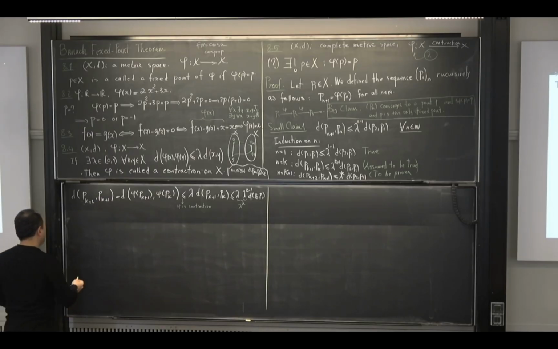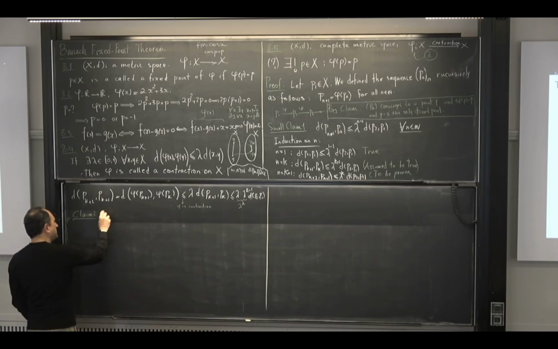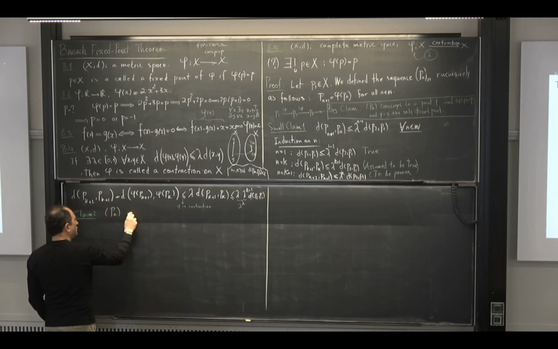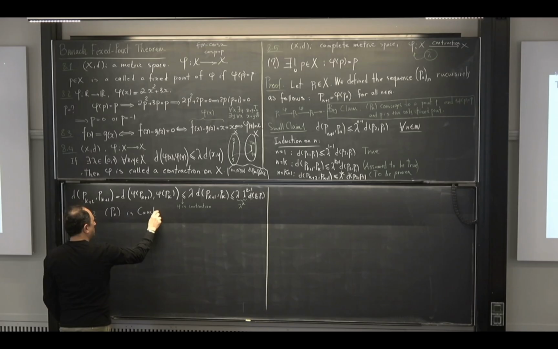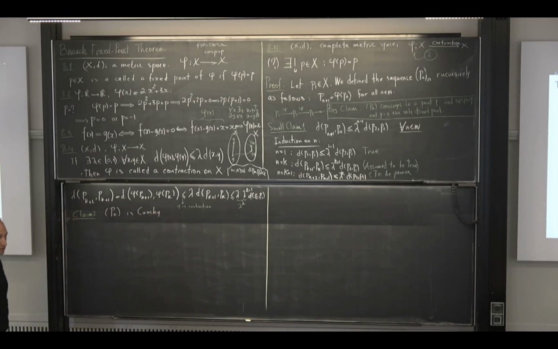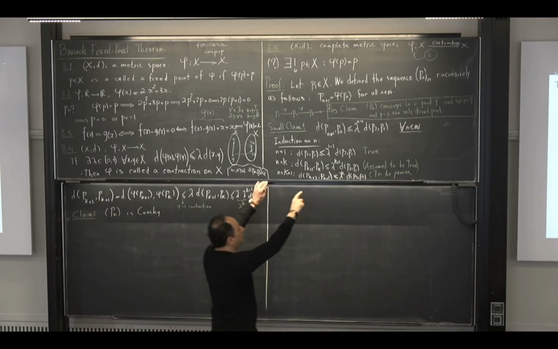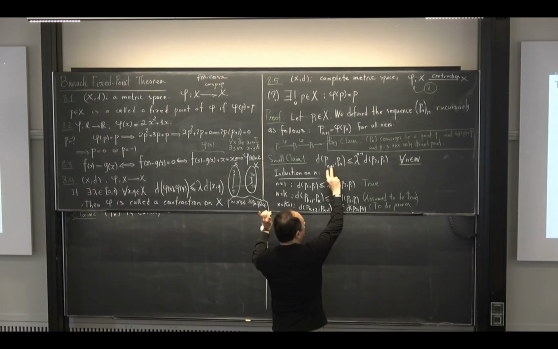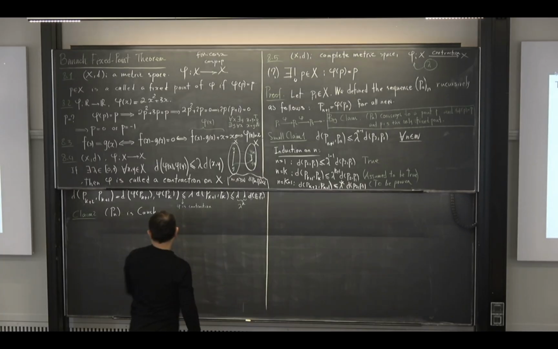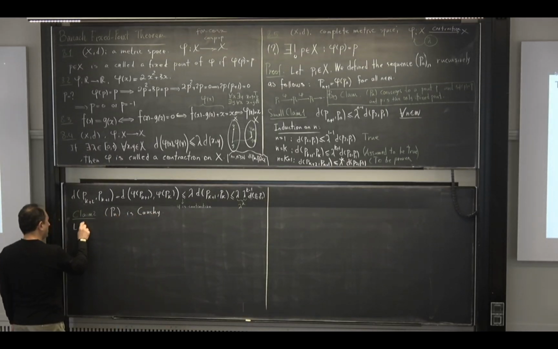Okay, so another claim. Let me call this one claim 2. It's not that small, but let me call it claim 2. We want to prove that p_n is Cauchy. So I was using this formula. I know more or less I can estimate the distance between two consecutive terms. But now I would say let m be greater than n.